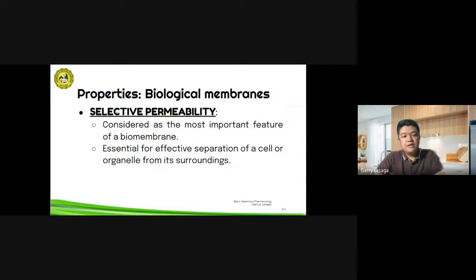One of the important properties of biological membranes is that they are selectively permeable, meaning that they will not facilitate the diffusion or entry of all types of molecules, but will only be selective for certain types of molecules. This is essential for effective separation of a cell or organelle from its surroundings.